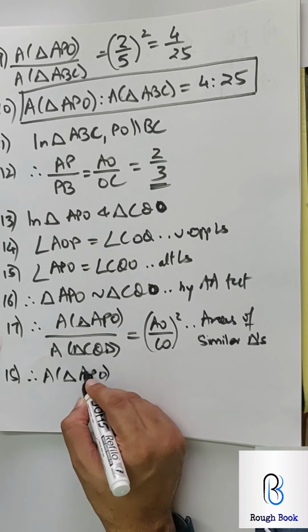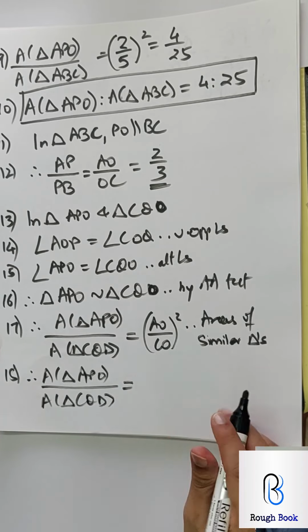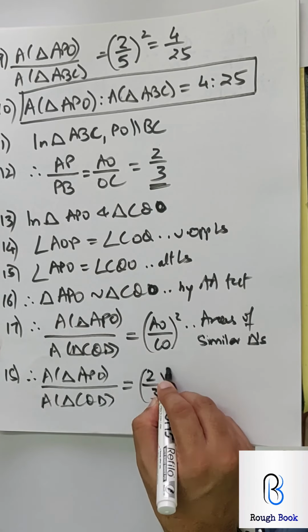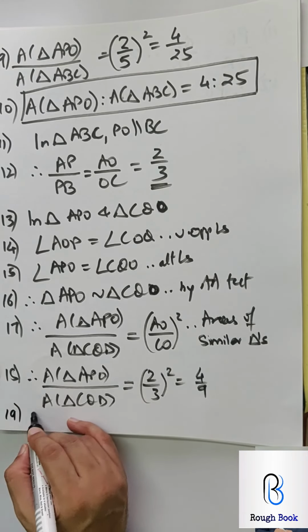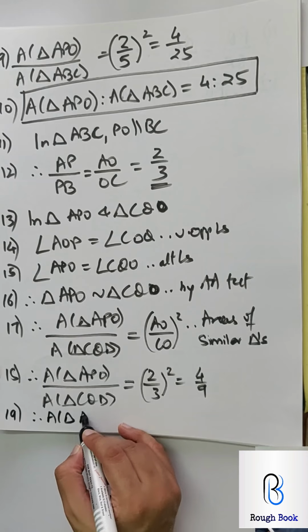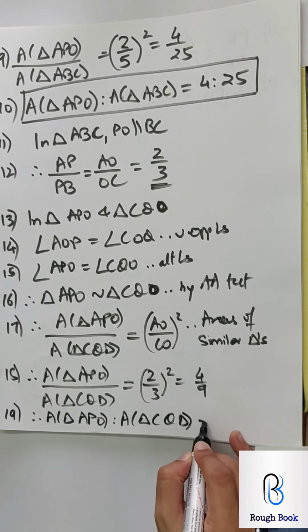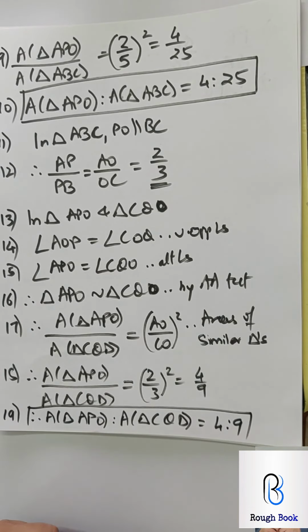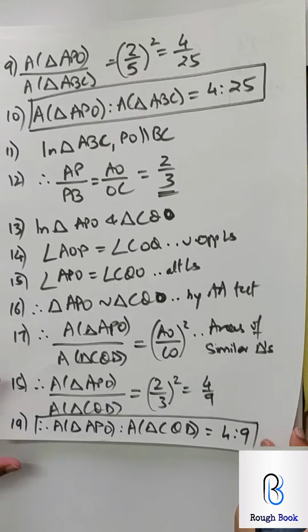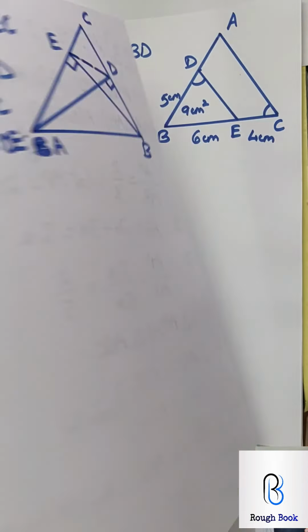Area of APO upon area of CQD, AO upon CO, 2 by 3 the whole square, 4 by 9. If you left your sum here, 1 mark lost. Write it in the ratio form. So area of APO ratio area of CQD is 4:9, and that's it. Got it? Did you enjoy this, everyone? Good question from exam point of view. You must practice such sums, please.